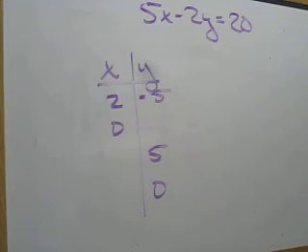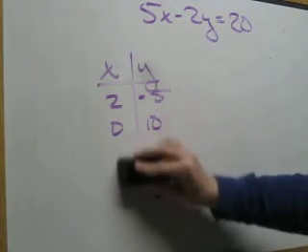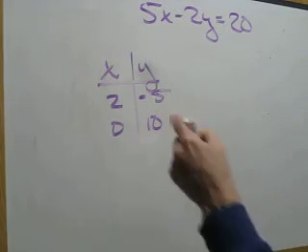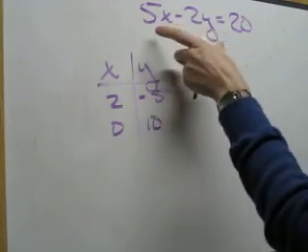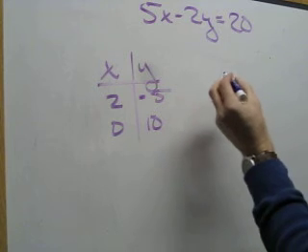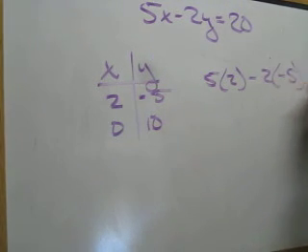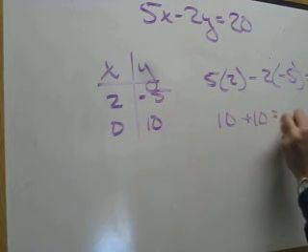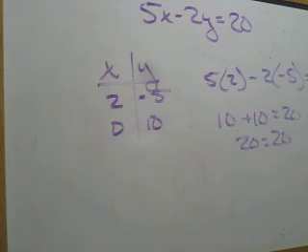Alright, sometimes they may give you an equation and say, I'm going to give you this bit of information. One of these is wrong. Which one? Well, all you're going to do is put 2 in for x, negative 5 in for y, and see if when you put these together you get 20. So 5 times 2 minus 2 times negative 5 equals 20. Is this true? 10 plus 10 equals 20. 20 equals 20. Yeah, that's a true statement.